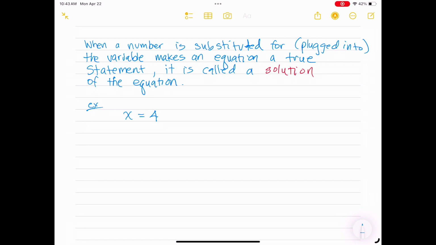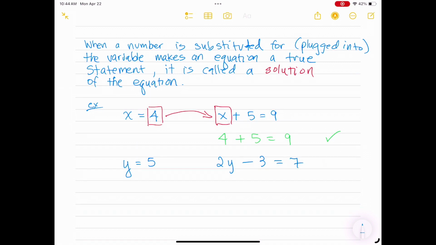x equals 4 is a solution to the equation x plus 5 equals 9, because when you plug the number 4 into the equation, you get a true statement. 4 plus 5 does equal 9. y equals 5 is a solution to the equation 2y minus 3 equals 7, because when you substitute the number 5 for y, 2 times 5 minus 3 does equal 7, because 2 times 5 equals 10, minus 3 equals 7.